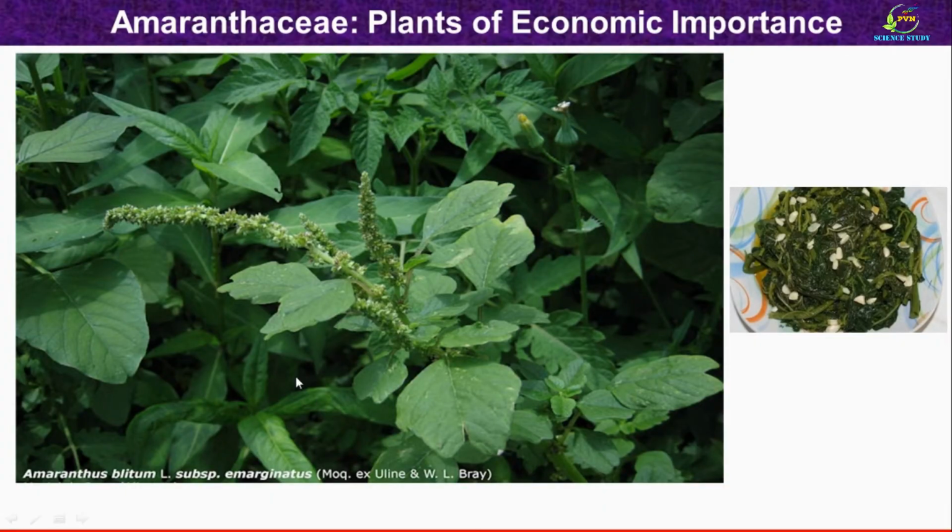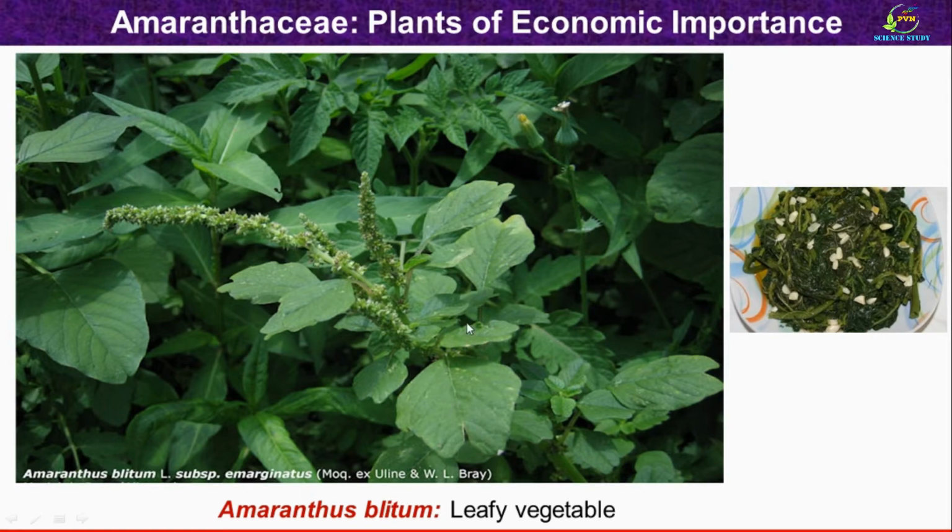This is a very common plant of the Amaranthaceae family. Botanical name of the plant is Amaranthus blitum. It is also known as chaulai. The plant is cultivated commercially for its leaves which are used as a leafy vegetable. So here we can see the leaves of the plant. This is the inflorescence and flowers of the plant, and the leaves are used as a vegetable. Here is a photograph where we can see how the vegetable is prepared from these leaves of the plant.